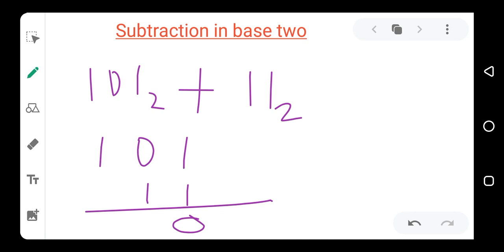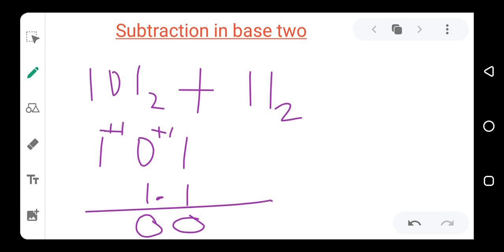We say 0 plus 1, which is now 1. Then plus this 1 that is down here. Now say 1 plus 1 is again 2. We cannot write 2 also here. So we say 2 divided by 2. We get 1, remainder 0. So we write our 0 here again. And we take the 1 again to this side. So we have 1 plus 1 plus 1.